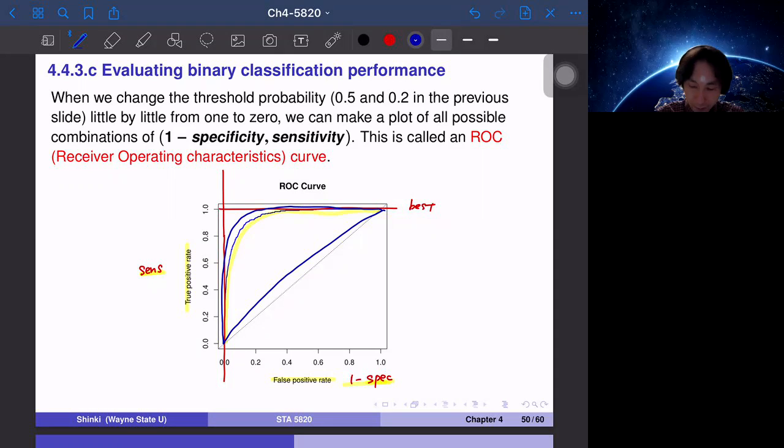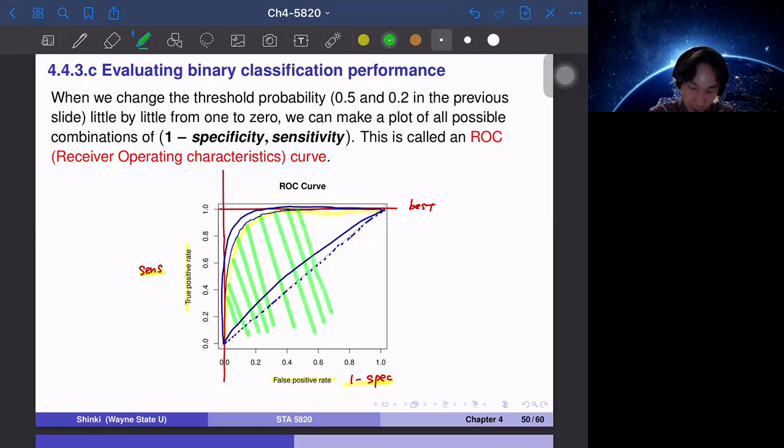If we do nothing and just make a random rule, then the sensitivity and 1 minus specificity are the same. So this is the worst case scenario for the prediction model. Based on this ROC curve, if the area under the ROC curve is larger, then that is a better rule. So that is one possible measure for binary classification problems.